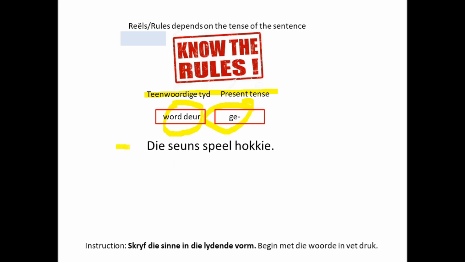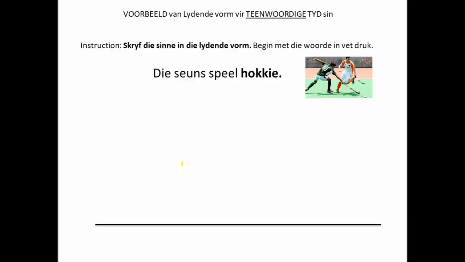This is an example of a sentence written in teenwoordige tyd. Die seuns speel hockey. The boys play hockey. You can always come back to this page to check the rules, write it down so that you can learn it in the future. Let's go into this in a little bit more detail. Remember, if I'm going too fast for you, you can always rewind the video, listen to it again, make some notes on a piece of paper so that you can follow the rules and learn it.